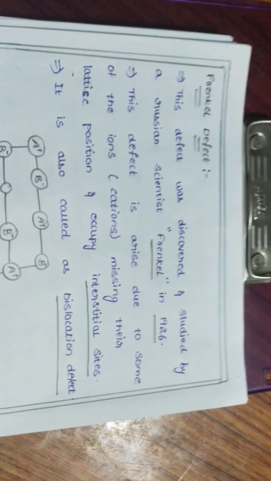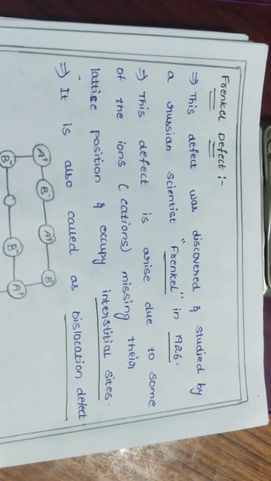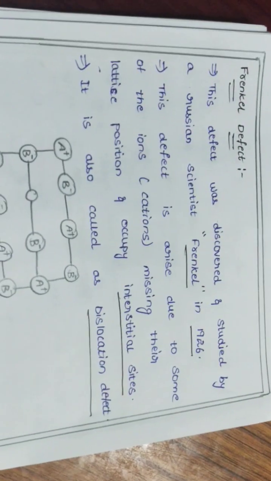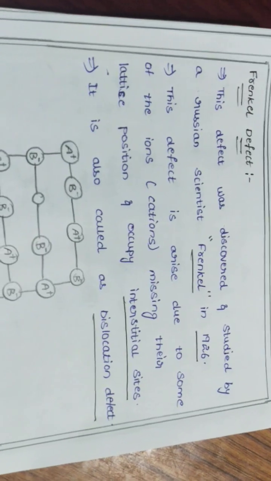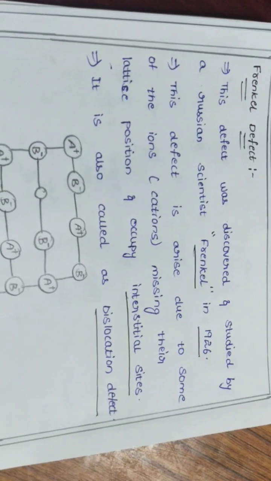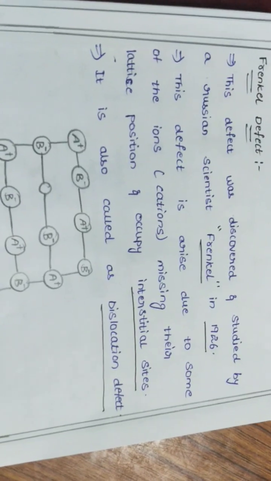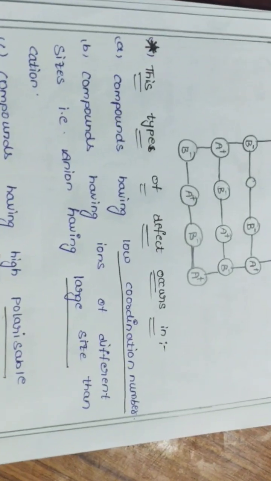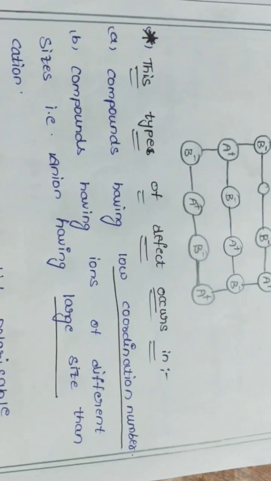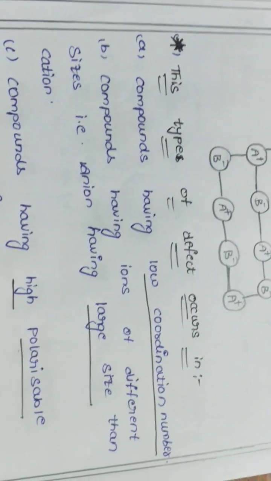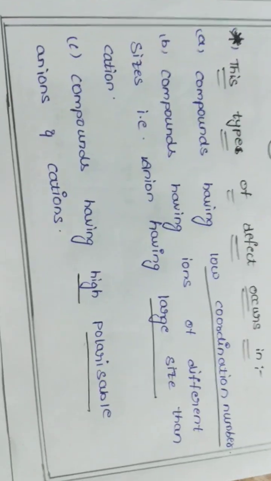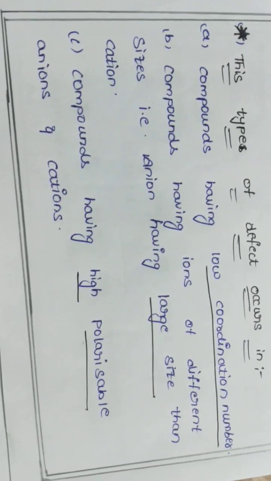Frenkel defect. This defect was discovered and studied by the Russian scientist Frenkel in the year 1926. This defect arises when some of the ions, the cations, go missing from their lattice positions and occupy interstitial sites. It is also called a dislocation defect. This type of defect occurs in compounds having a low coordination number, compounds having ions of different sizes, that is, the anion having a larger size than the cation, and compounds having highly polarizable anions and cations.